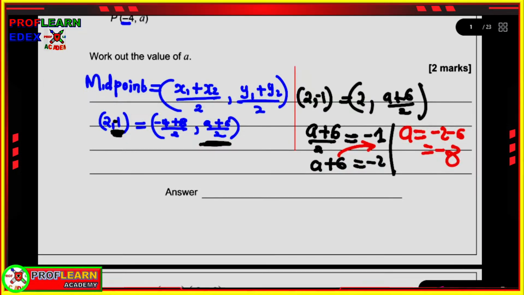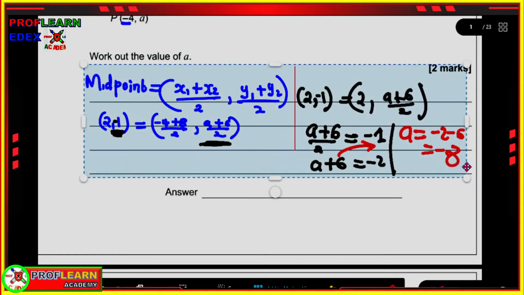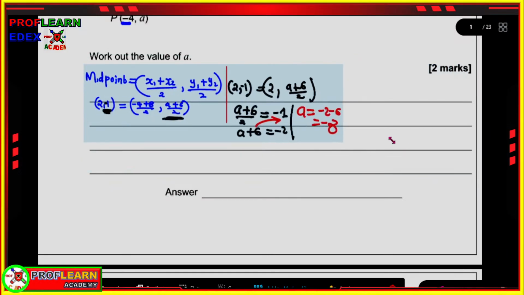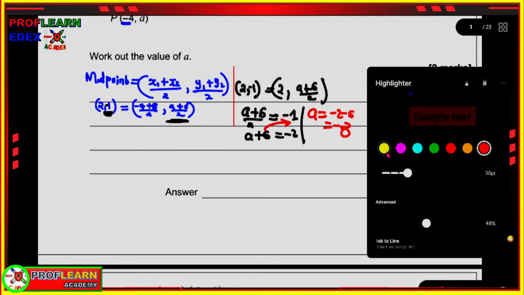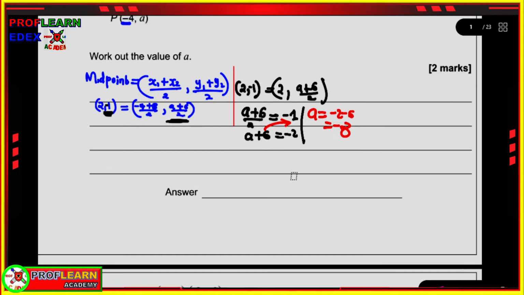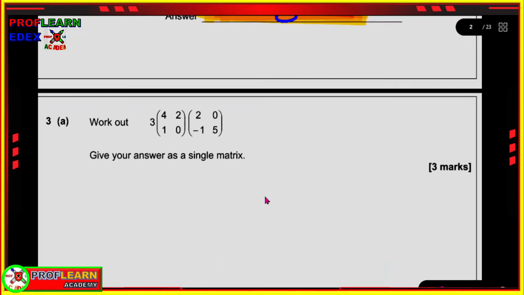So we can say therefore that if we want to make the examiner happy, we are going to transfer our answer down here. So we shall transfer our answer down here, and we shall say this is going to be equal to negative 8. Yeah, give your answer as a single matrix.